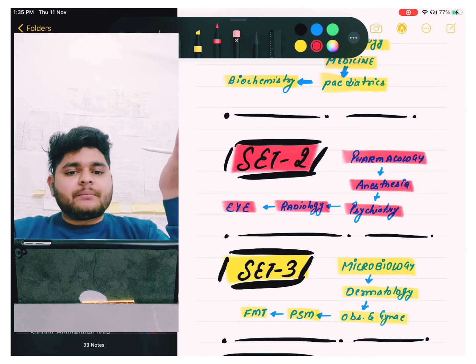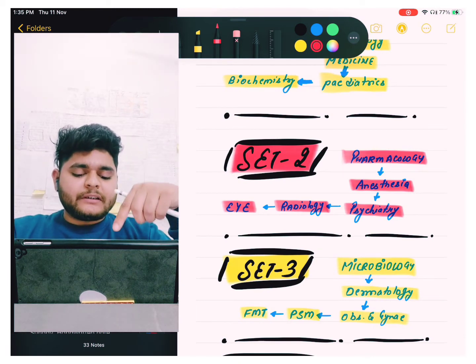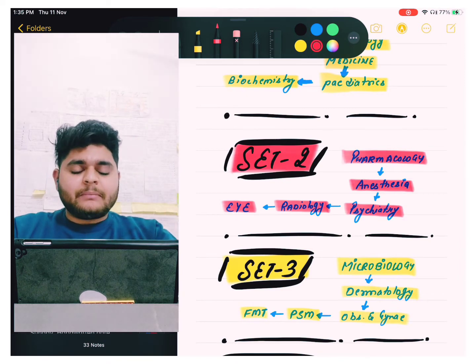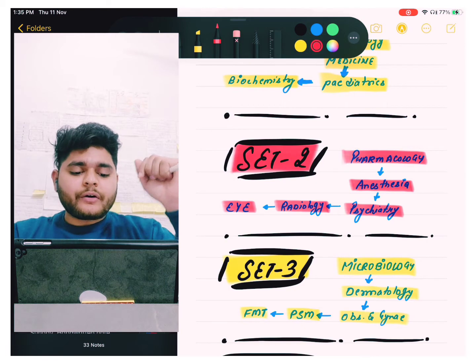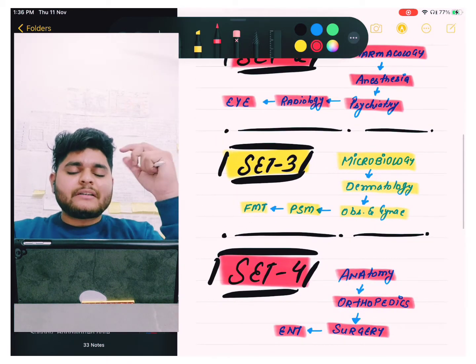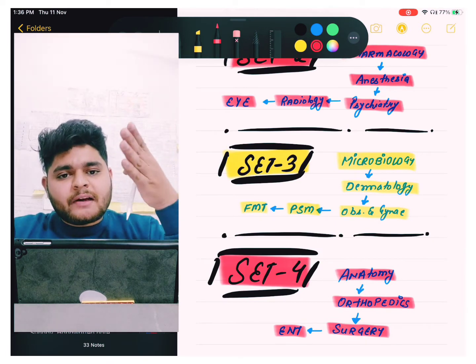Then go for FMT. Now FMT is also one of the miscellaneous subjects, but I prefer to put it in set 3 with all these subjects like micro, derma, obs, gyne, PSM and FMT. Okay, so this is my set 3. Then comes set 4. Now what is set 4? Set 4 is basically the surgical items, like we start with anatomy.